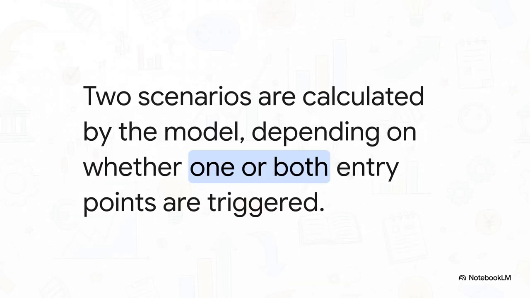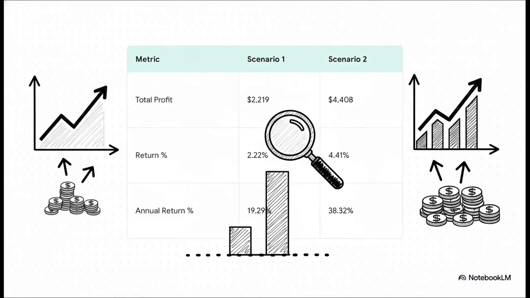Now here's an interesting thing. The model doesn't just give one single set of projections. It actually calculates two different scenarios. And the outcome really just depends on which of the entry points end up getting triggered by the market. It could be just the primary entry, or it could be both the primary and the secondary entries. So let's compare those potential outcomes side by side.